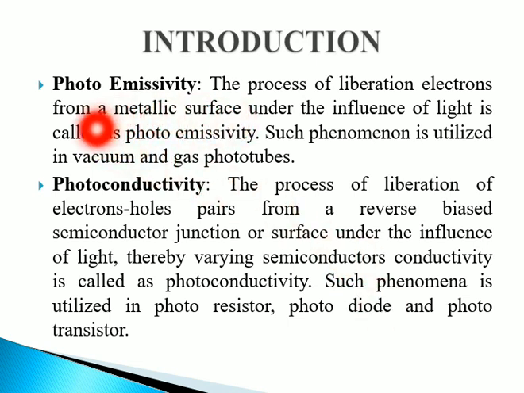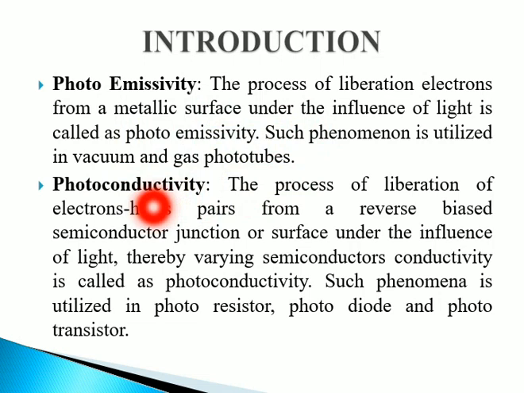Now what is this photoemissivity? It is a process of liberation of electrons from a metallic surface when light is incident on it. It is known as photoemissivity, and such phenomena occur in vacuum and gas phototubes.